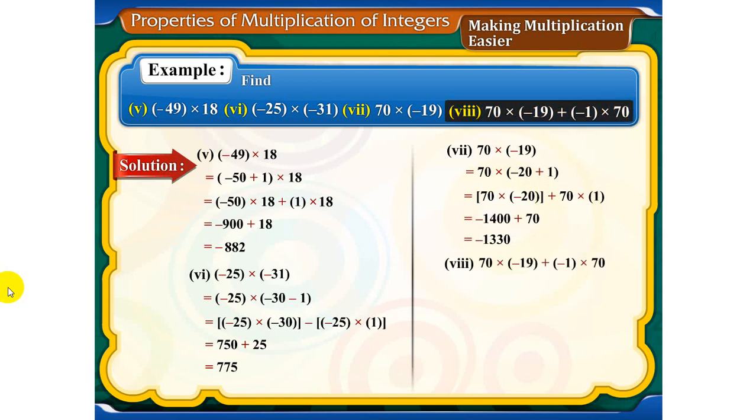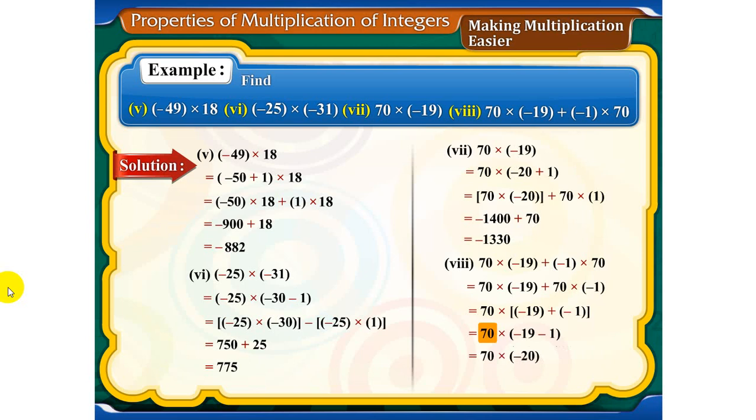8. 70 multiplied by negative 19 plus negative 1 multiplied by 70 is equal to 70 multiplied by negative 19 plus 70 multiplied by negative 1, which equals 70 multiplied by negative 19 plus negative 1, which equals 70 multiplied by negative 19 minus 1, which is equal to 70 multiplied by negative 20, which is equal to negative 1400.